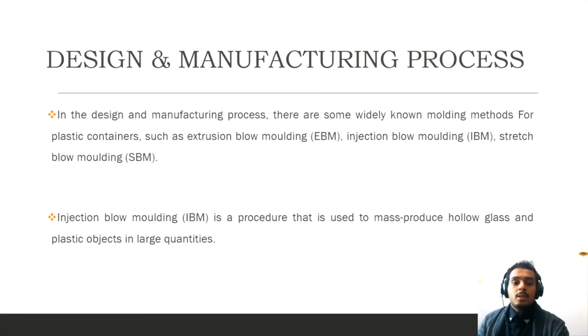There are some widely known molding methods for plastic containers, such as extrusion blow, injection blow, and stretch blow molding. For polyethylene terephthalate bottles, injection blow molding is the most widely used method, and extrusion blow molding is a procedure used to mass produce hollow glass and plastic objects in large quantities.